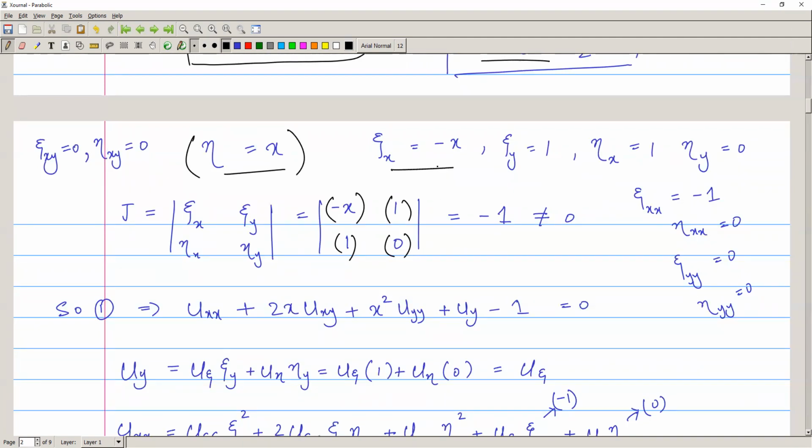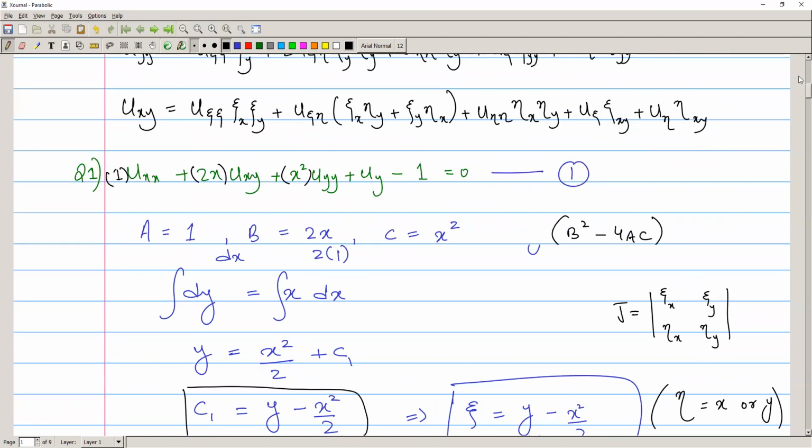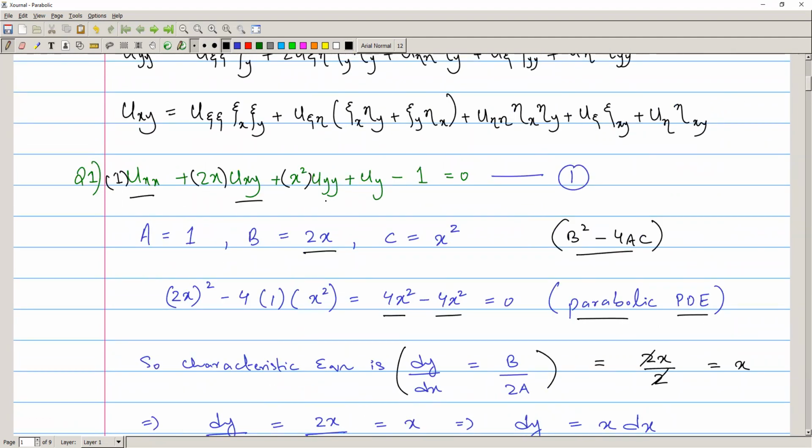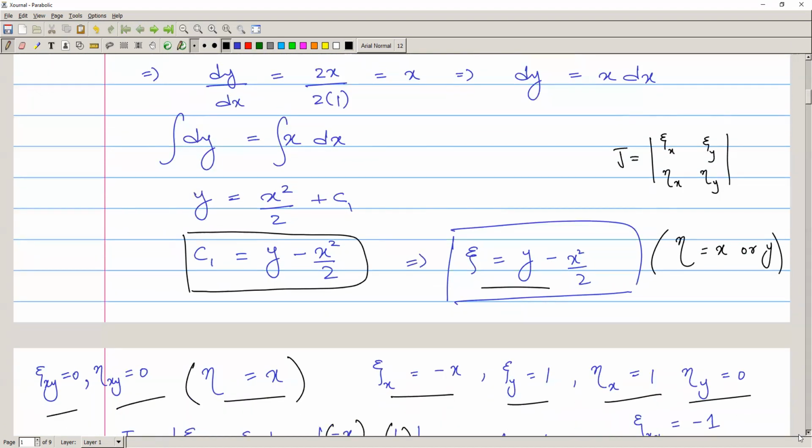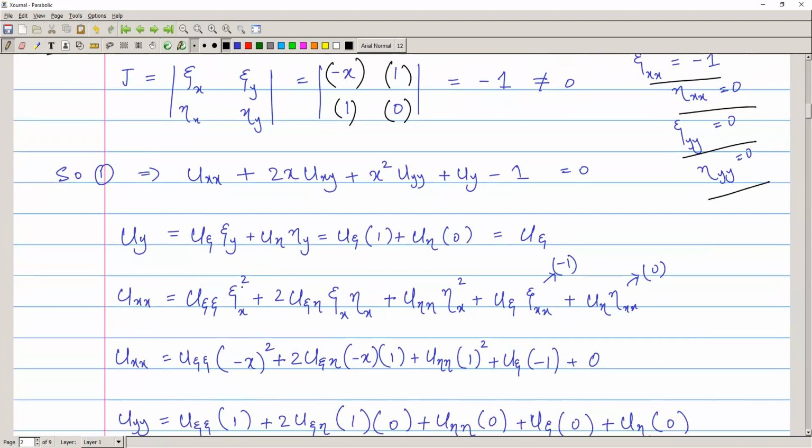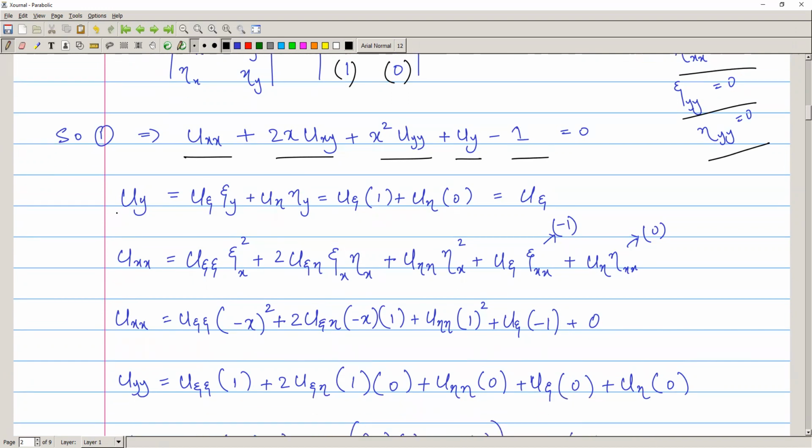Then we will calculate all these psi's and etas because we are going to use them in the equation, right? So I am underlining them. Now we have to find uxx, uyy, because you can see in the question it's given uxx, uxy, uyy, uy. So we need 4 elements, right? So let's do that. This is equation one: uxx plus 2x uxy plus x squared uyy plus uy minus 1 is equal to 0. So now we have to find uxx and uxy. We are finding uy first.